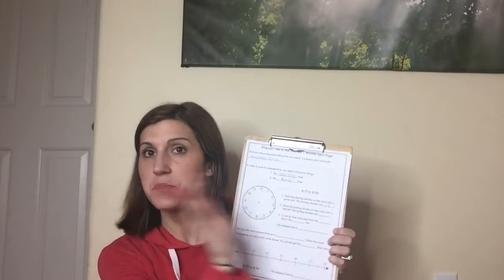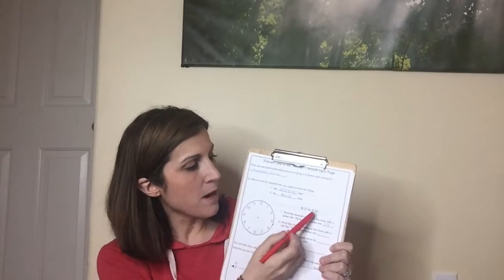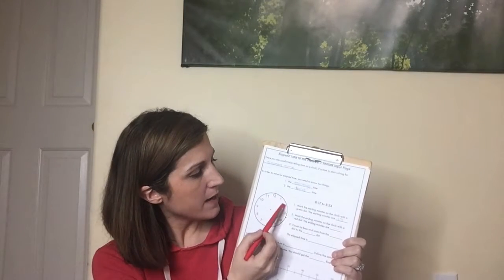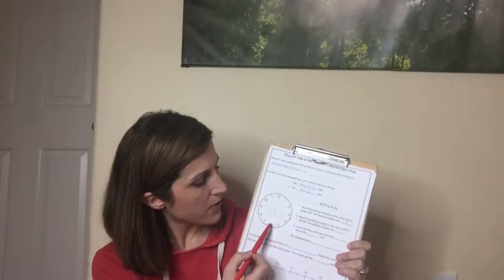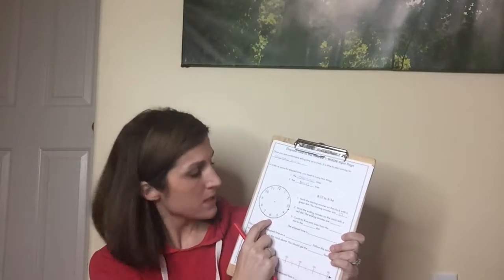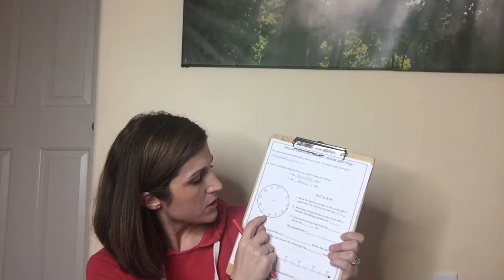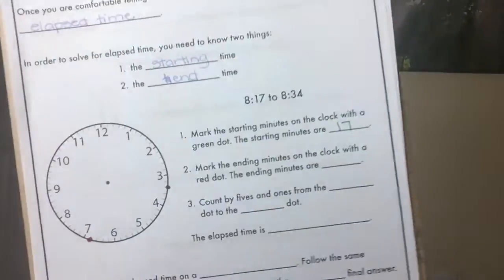The ending minutes I'm going to do in red, and it is 34. It says 8:34 right here. Not going to worry about the 8. Let's find out where 34 would be. 5, 10, 15, 20, 25, 30. Now I've got to count by ones. 31, 32, 33, 34. That tick mark right before the 7 is where it's going to go. Okay, so it should look like this. And our ending minutes are 34.